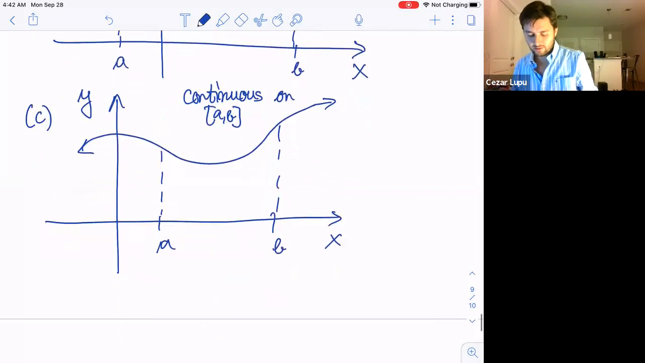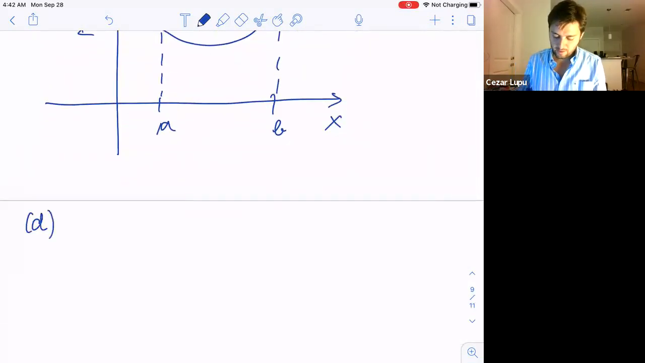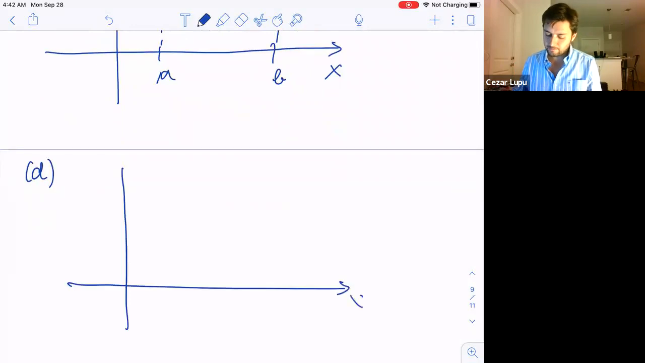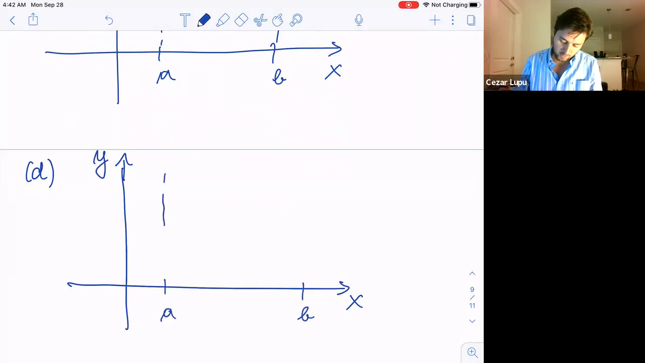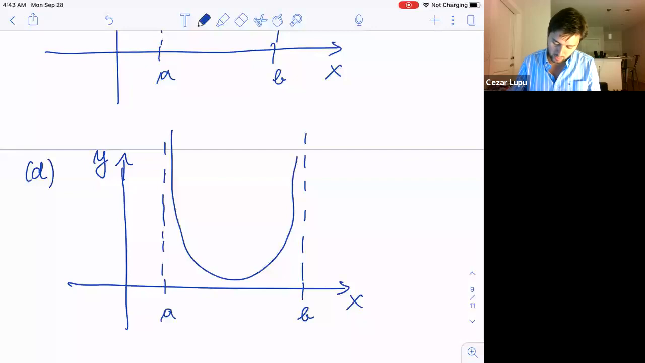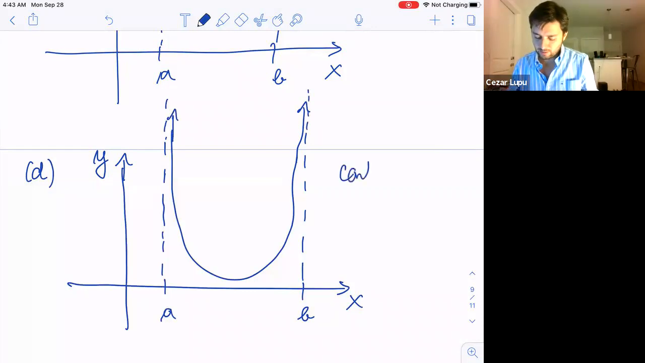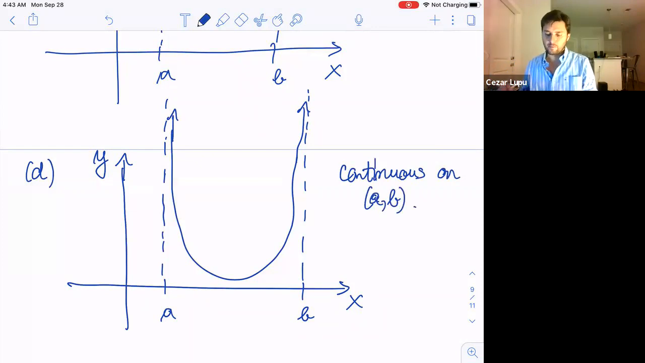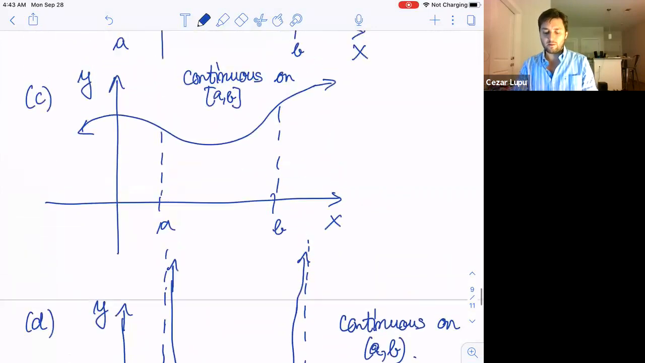And now let's see what it means for the last scenario. Oh man, I drew some pictures here. Let's just say we have something like this. Here I have A, here I have B. So let's draw these two vertical asymptotes, and the function never touches them. So this is what it means for a function to be continuous on the open interval AB, right? All right, so these are the four scenarios.